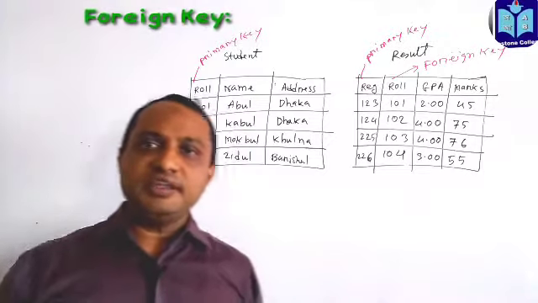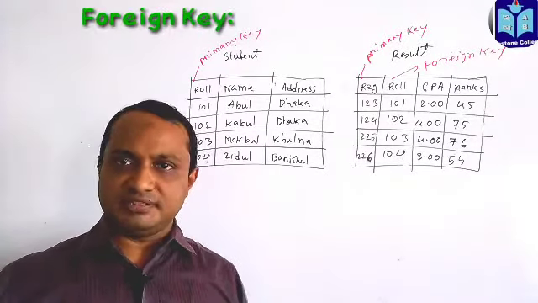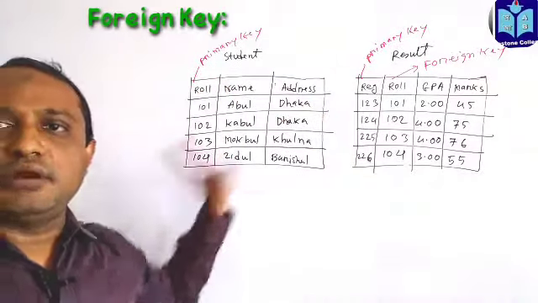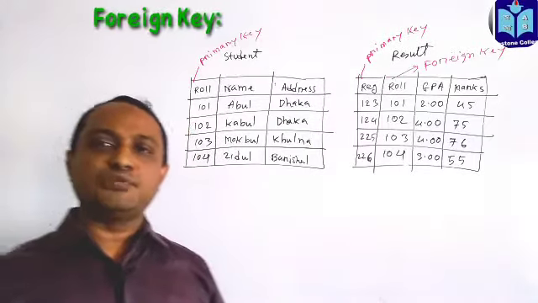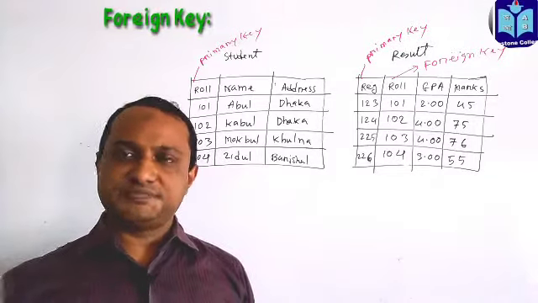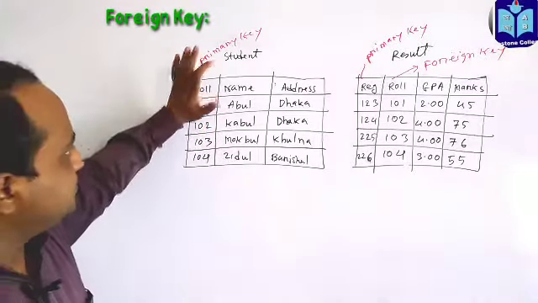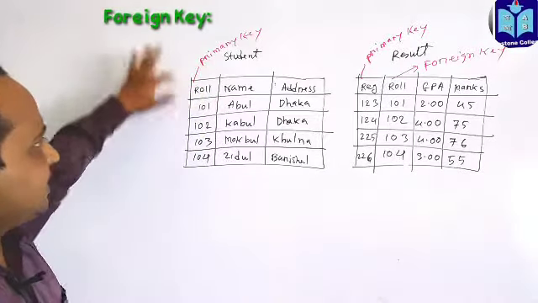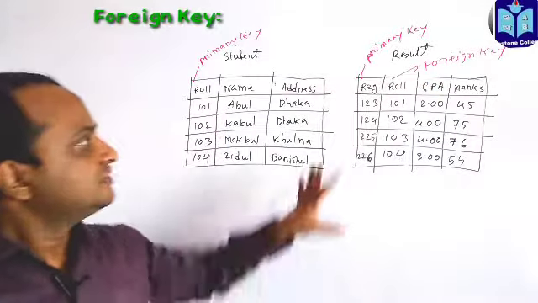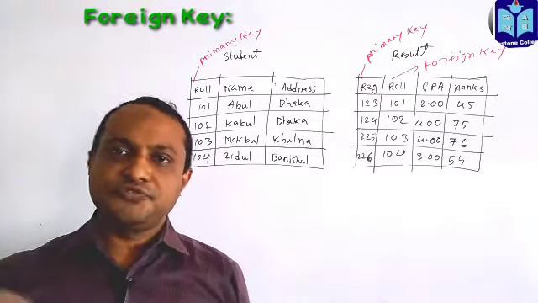So to have a foreign key, there must be two or more tables, and there is only one primary key in a table, but foreign keys may be more than one: two, three, four, five. More than one foreign key is possible. So this is a primary key and when this primary key is used as a general field of another table, then this field is known as a foreign key with respect to the first table.